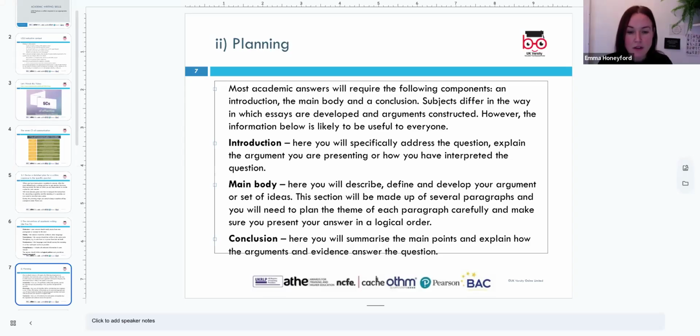The conclusion. Here you'll summarise the main points and explain how the arguments and evidence answer the question. It's important at this point to show what evidence you have and why you feel like you've answered the question, to what extent you do feel you've answered the question with the arguments and evidence that you have used within the assignment.